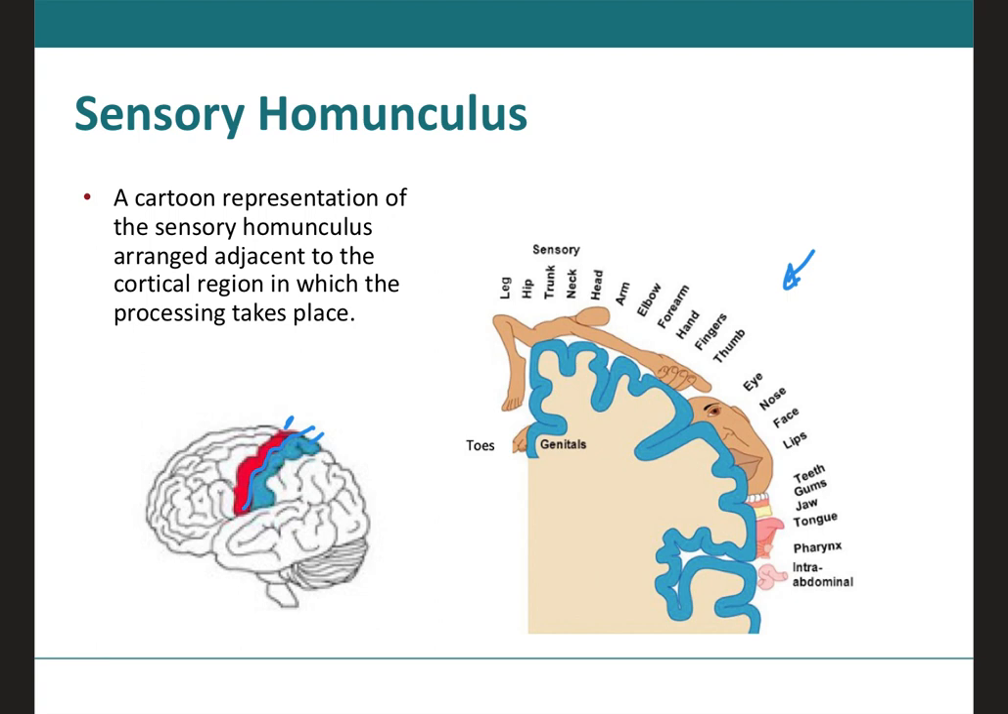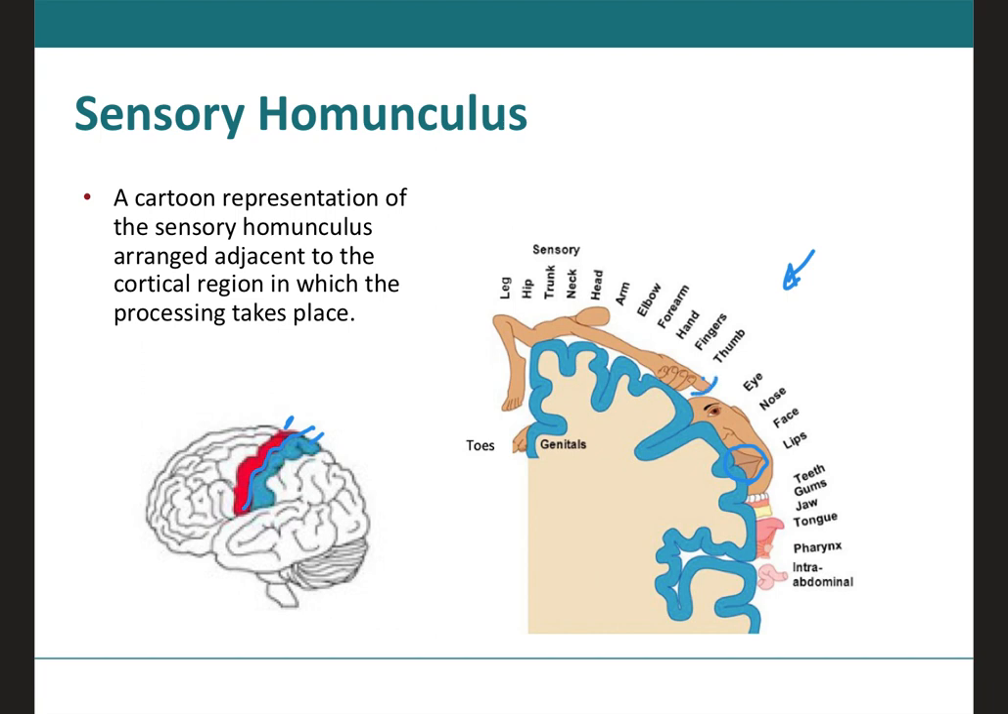This guy over here is what we call a homunculus, which is basically a cartoon that's representing the sensory areas that have the biggest input with regards to sensitivity. So notice how the homunculus has big lips because our lips are very sensitive.